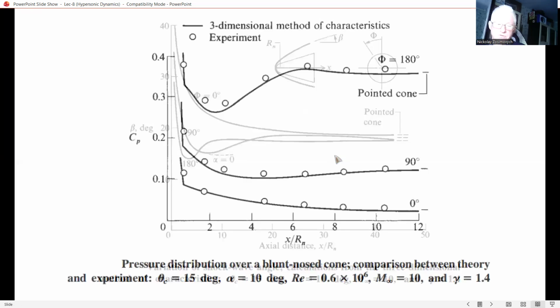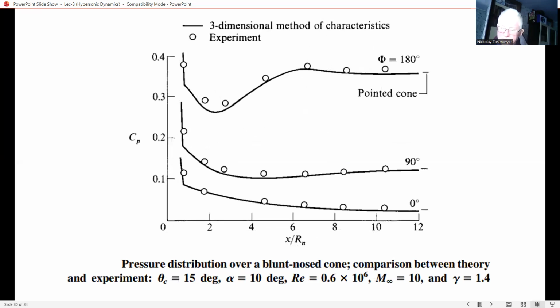Surface pressure distributions are shown in this diagram. Again, excellent agreement is obtained between the three-dimensional method of characteristics and experiment. In analogy with the shock angle, note that the pressure goes through a local minimum, which is illustrated in this figure. In expanding over the blunt nose, the pressure overexpands downstream of the shoulder, falling below the sharp cone result, and then recompresses to the sharp cone result far downstream.